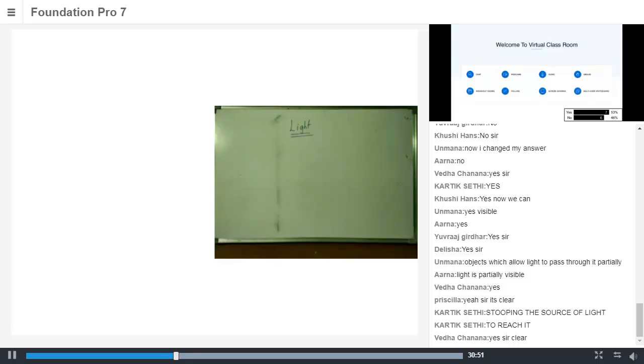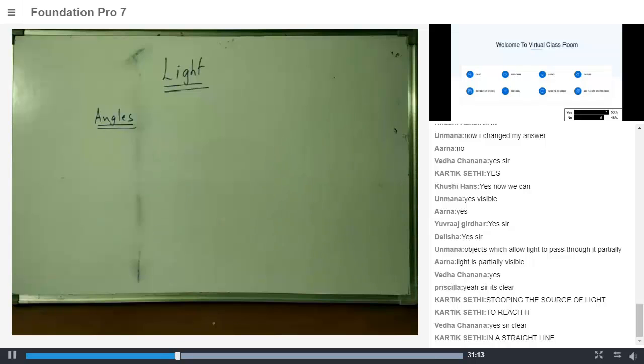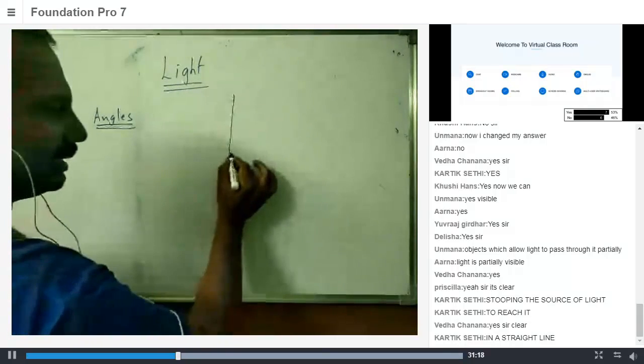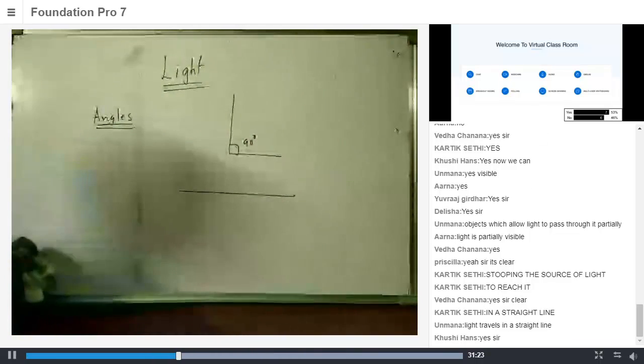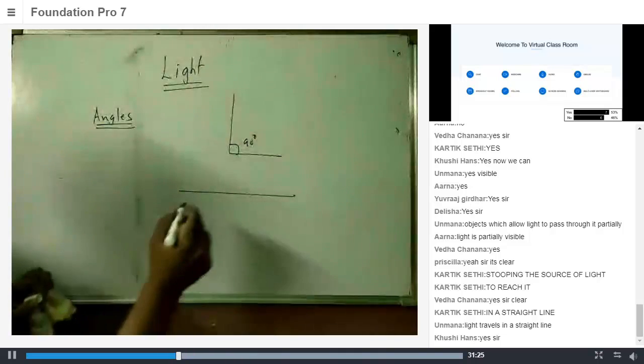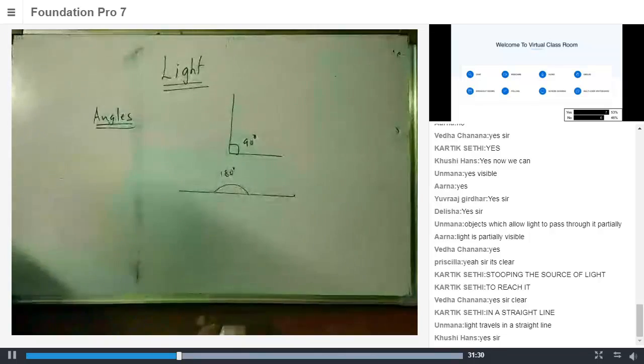So the next part will be discussing how light travels. I hope you have an idea about angles. You have an idea about angles in class in mathematics? So what is a right angle? A right angle is 90 degrees. What is this angle? That's a straight angle, which is 180 degrees. So all of you know this straight angle is 180 degrees, right? So we'll be using this.